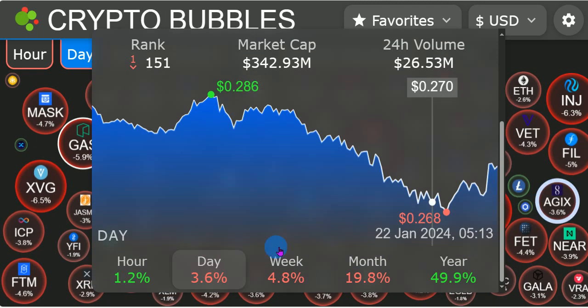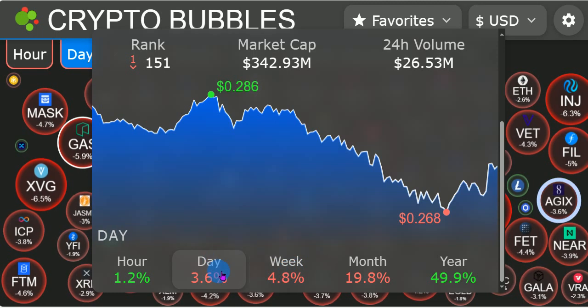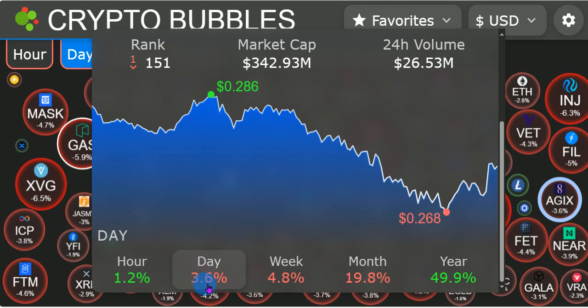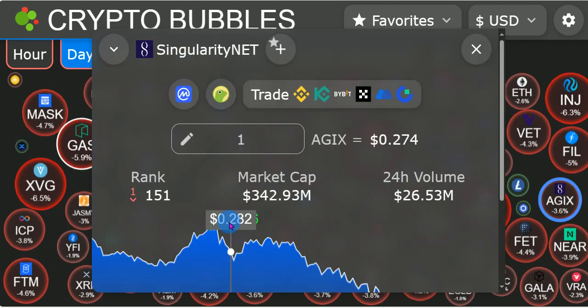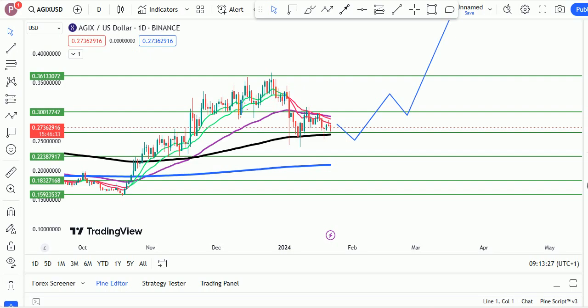In the last 1 week, AGIX is down 4.8%, and in the last 24 hours, SingularityNet is down 3.6%. Without further ado, let us push to the chart and see what's next for AGIX. We are on the chart for SingularityNet or AGIX versus the US dollar, on the daily time frame, Binance as the source.